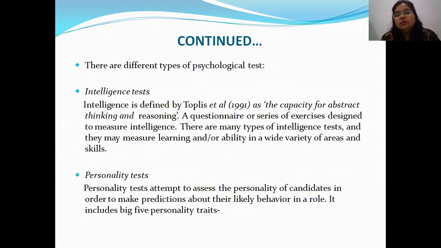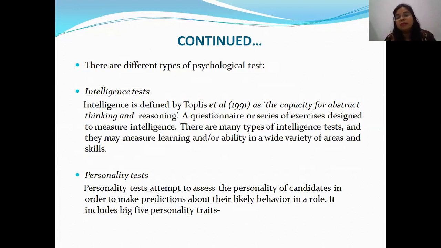Now, psychological tests are divided into different categories. First we'll talk about the intelligence test. As I told you initially, in psychological tests we use different types of tests to judge the mental state of the candidate, whether he is capable and mentally fit or not. So firstly, we'll talk about the intelligence test.